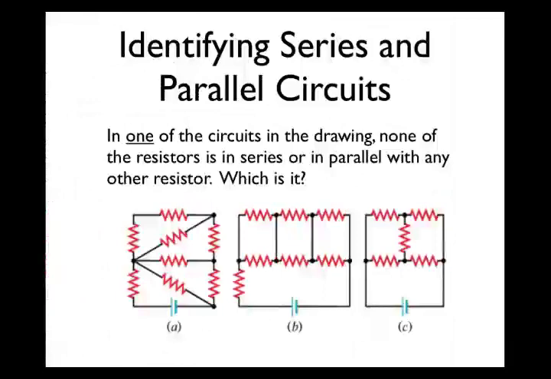So here's a conceptual question. As always, I would encourage you to pause the presentation and think about an answer before you listen to my reasoning about this. But one of the circuits in this drawing has no resistors in series or in parallel with any other resistor. Which one is it?